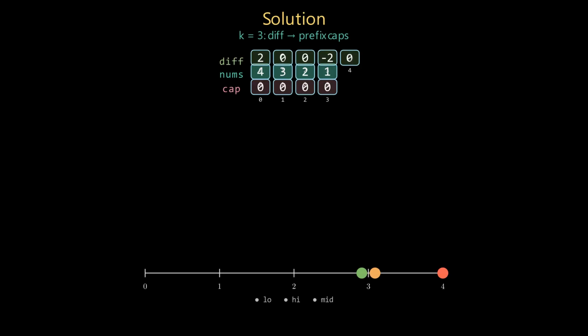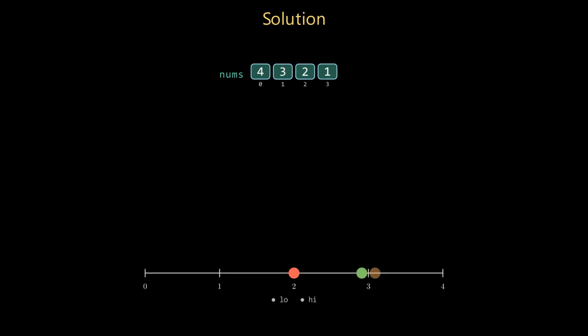Try 3 prefix queries. Caps meet nums everywhere, so 3 works. Remember 3 as best and pull high below mid. Low and high cross, so the answer is 3. If no k ever worked we would return -1.